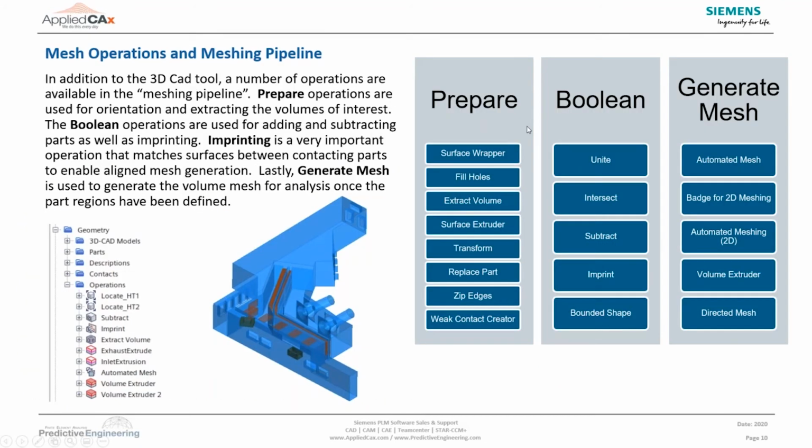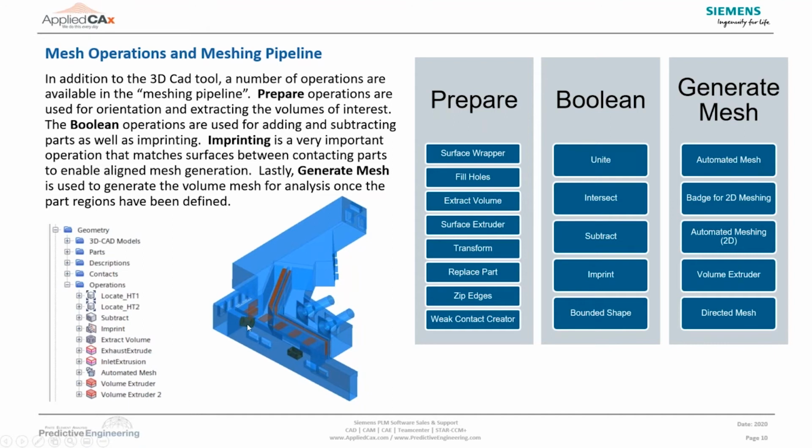In addition to the CAD handling, there's also meshing operations and the meshing pipeline to be aware of. And this is on the simulation side. So we bring in parts and then we'll create a list of operations that lead up to the mesh. What we have here is an example of a part that we did with our local list of meshing operations.